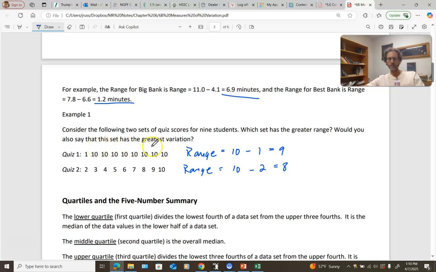All of these scores are 10 except for 1, so there's like one outlier and that's it. So there's actually less variation in the scores for quiz 1 than there are for quiz 2. But according to the range, there's more variation in the scores for quiz 1. So this is an instance in which the range is not a good metric in describing the variation of a data set. Okay, so we're going to look at something more robust here in a little bit.